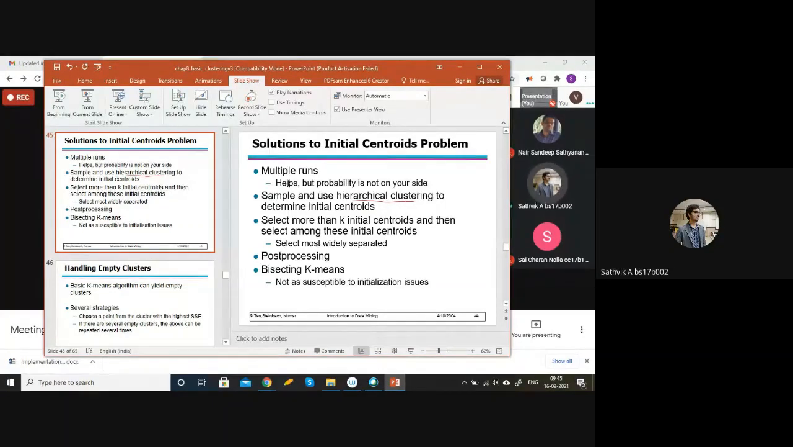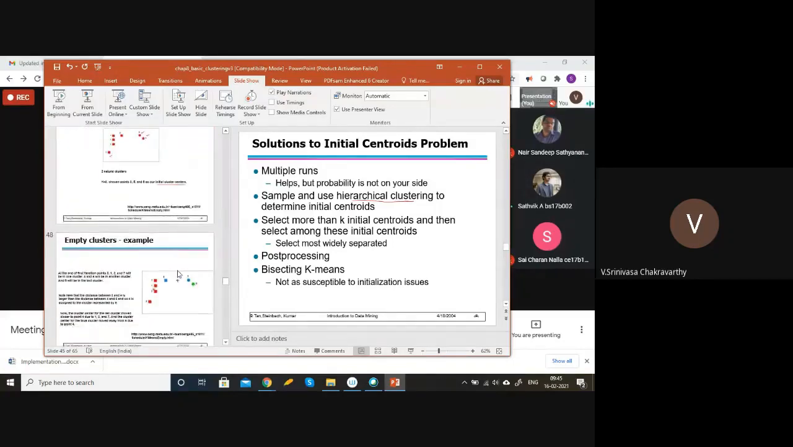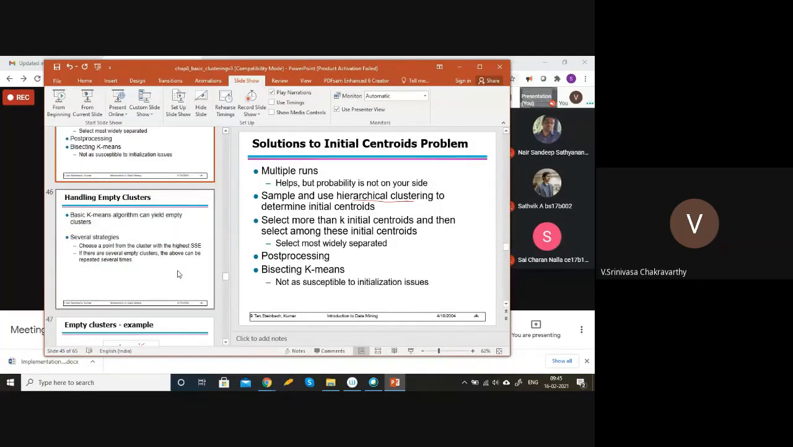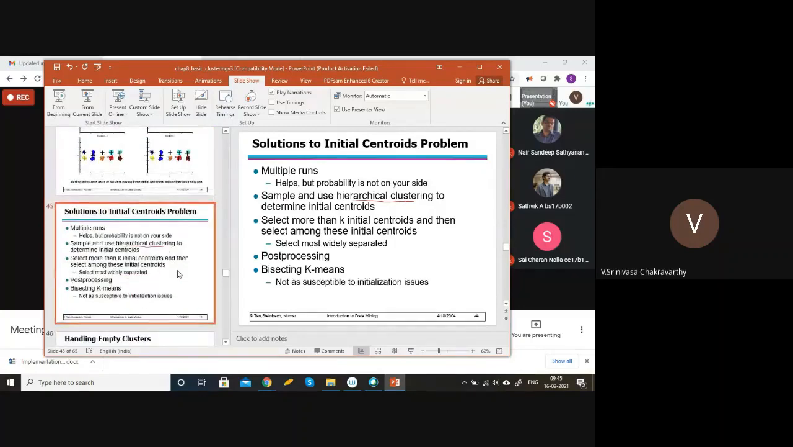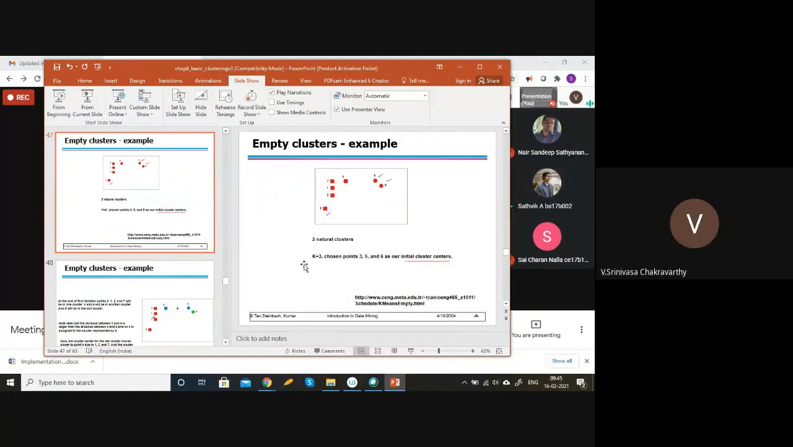Yeah, those are the kinds of things we'll do in case of this, what is it called? Bisecting k-means. Yeah, we'll discuss that in the next class. Not tomorrow, next class, next Monday.